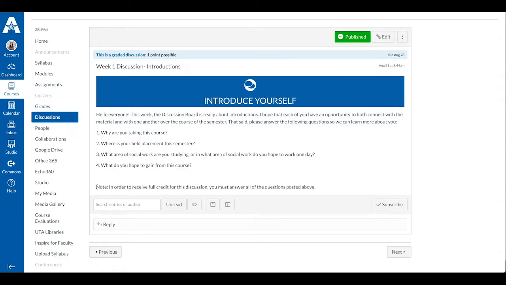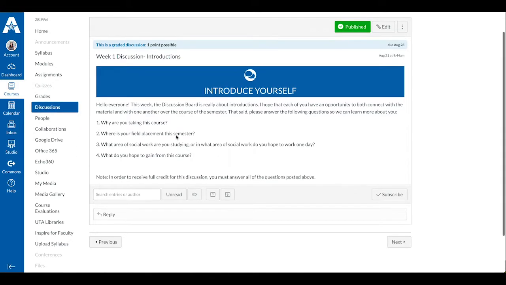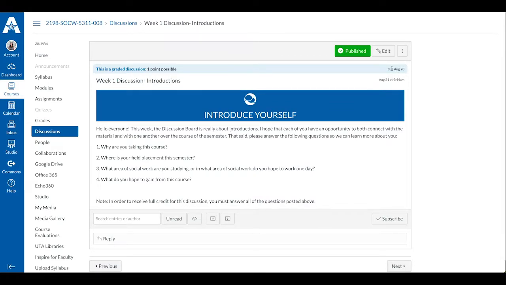Just a note at the bottom, in order to receive full credit, you have to answer all of the questions posted above. This discussion board section is open right now, so you can go ahead and answer those questions. And again, if you complete this by the 28th, so due August 28th, you'll receive 1 extra credit point.